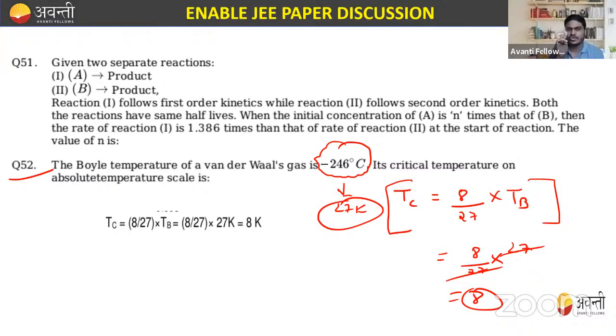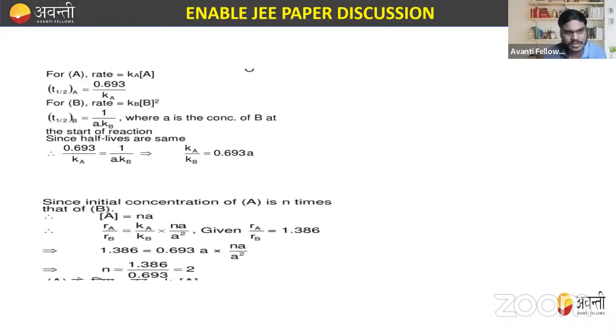So just remember there are two reactions, 1 and 2. One follows first order and the second follows second order. Okay, now let's discuss the solution. If I'm talking about A, rate is equal to Ka because it follows first order kinetics. So rate is equal to Ka. Now what is the half life for the first order reaction, beta? We know that t half is equal to 0.693 upon Ka.